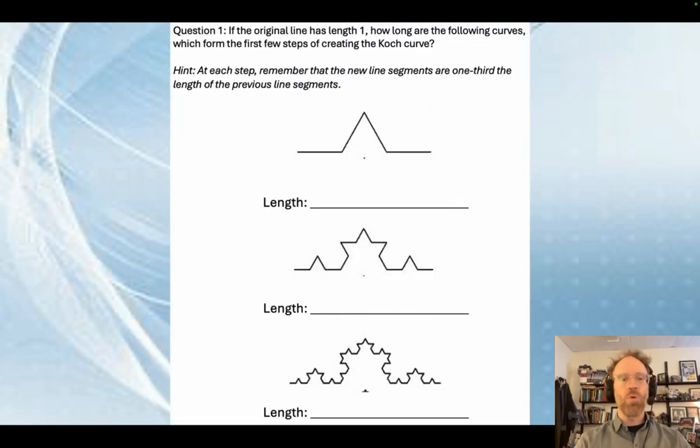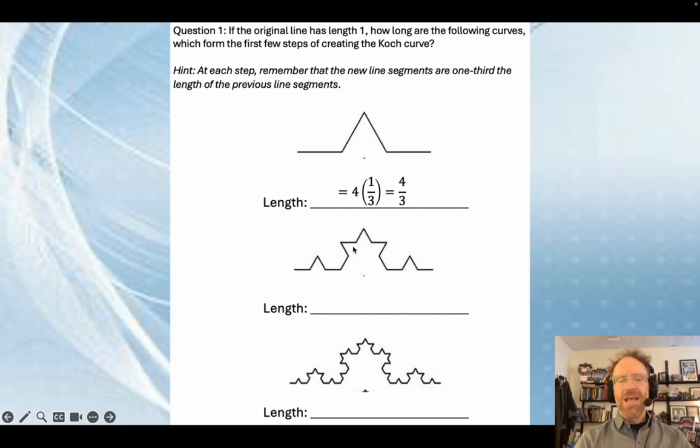Okay, so here's the handout that you had for activity 2. This is the first question. If the original line is length 1, how long are the following curves? At each step, a hint: remember that the new line segments are 1/3 the length of the previous, and there are 4 times as many line segments as there were for the previous. You can kind of see that here. This one becomes these 4. This one becomes these 4, and we can see what's going on. So in the beginning, you can just literally count them. There's 4 of them, and they're each 1/3 the original.